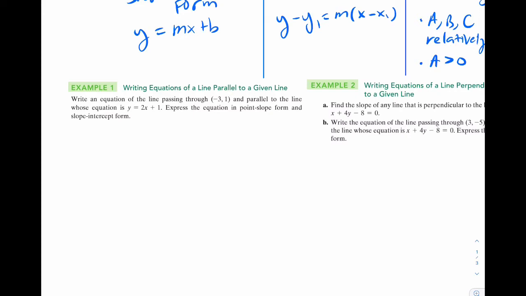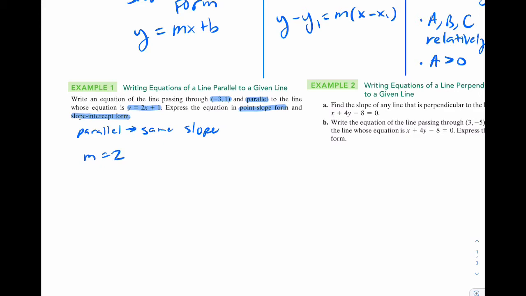So first example, write an equation of the line passing through negative 3, 1, parallel, let's highlight that. And it's parallel to the line whose equation is y equals 2x plus 1. Write the equation in point slope form and slope-intercept form. So to do this, it's not too bad. If it's parallel, recall that would mean that the slope is the same. So parallel, that simply implies same slope. So the slope we're dealing with here is 2, since I can see that there's a 2 right there.